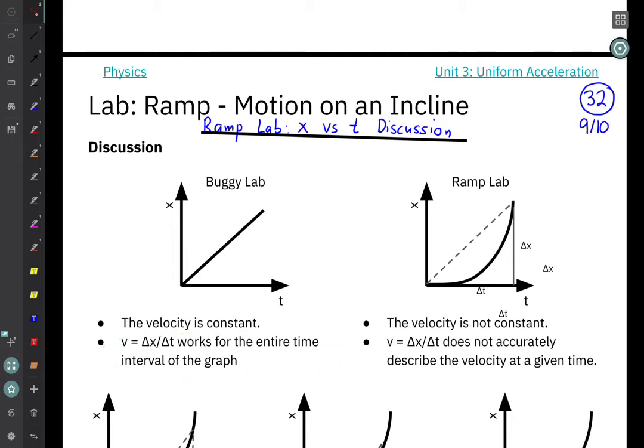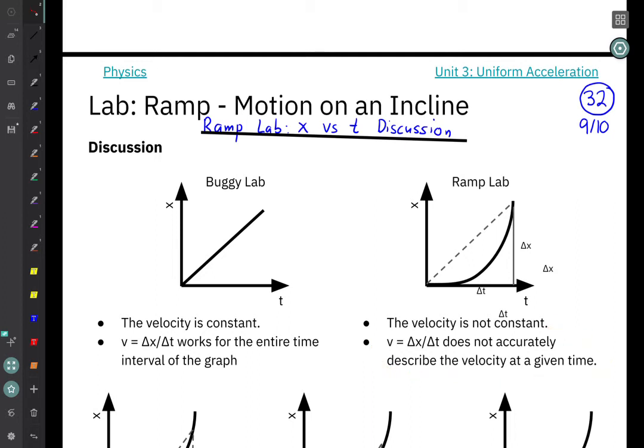The other thing that we should have at the top of this page is our graph for the ramp lab. This is just going to be a simplified view. Instead of that full sheet of paper that we have taped onto page 31, it's just going to be a very simplistic way to represent this relationship, where position is proportional to the square of time. And then the two bullet points we'll have beneath that is that the velocity is not constant in our time interval. So the velocity, which equals our change in position over change in time, does not accurately describe the velocity at a given time, because at a given time, the velocity is always going to be different.